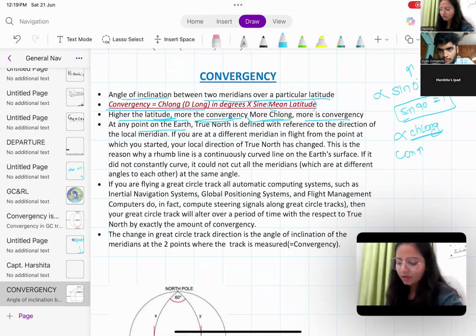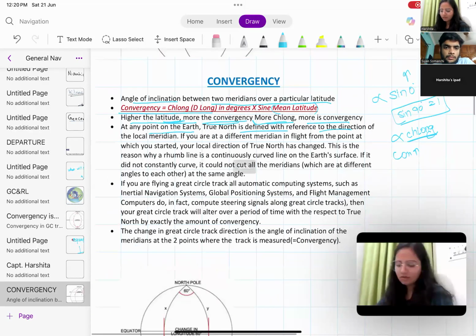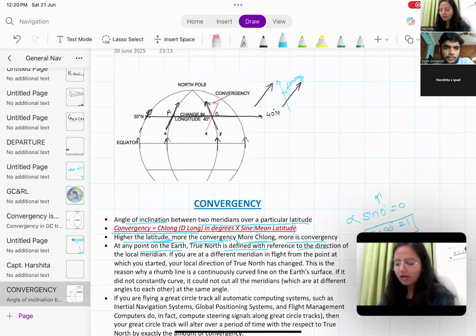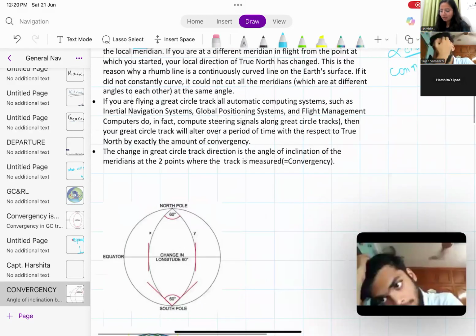At any point of Earth, the true north is defined with reference to the direction of the local meridian. If you are at a different meridian in flight from the point of local meridian from where you started, your local direction of true north has changed. This is what we saw here: if I am going from one point to the other on any particular latitude, my north is changing. Initial north direction was this, final north direction looks like this. So if I find the difference between their directions, I would know the convergency. So these are the points which you have to study.